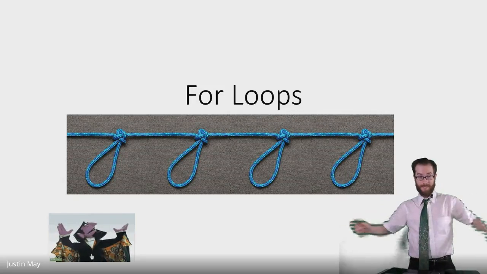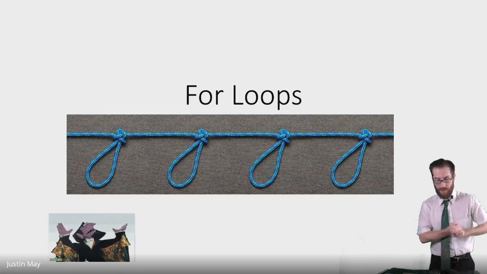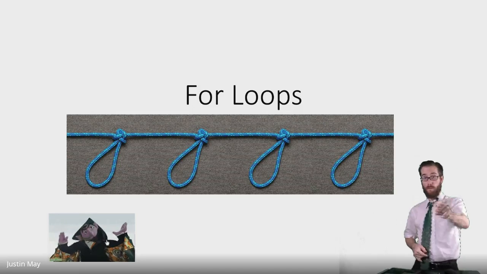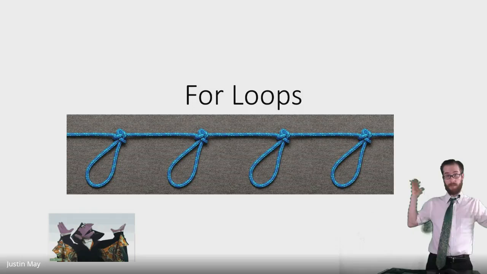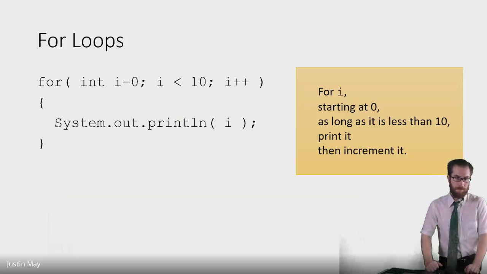Computer science. We're going to talk about for loops again. Didn't we already talk about for loops? We did. We talked about for each loops, but now we're going to talk about regular for loops, the OG. So a regular for loop looks like this.